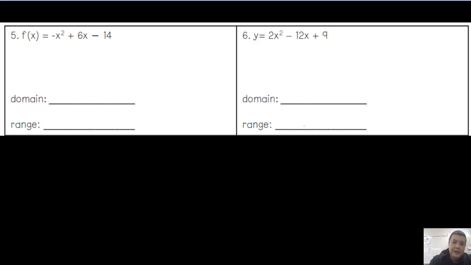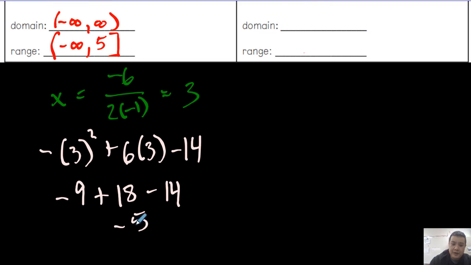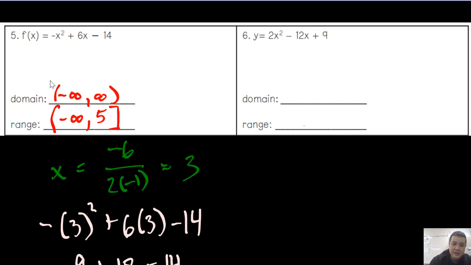Go ahead and try 5 out on your own. What you should have found was the domain was -infinity to infinity because all standard form quadratics will have that domain. And then if we plug in for -b over 2a, we find that x equals 3 for the vertex. And we plug that in, we find that the maximum is -5 because this is open down, so therefore it's -infinity to 5, including 5. Go ahead and try number 6 out on your own.